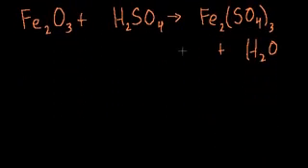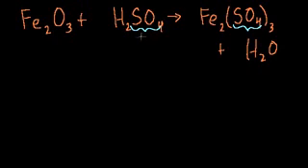So this one looks all hairy. I have this iron oxide plus sulfuric acid yields all this hairy stuff. But the key here is to realize that this group right here, this sulfate group, stays together, right? You have this SO4 there, and you have this SO4 there. So to really simplify things for our head, you can treat that like an atom.